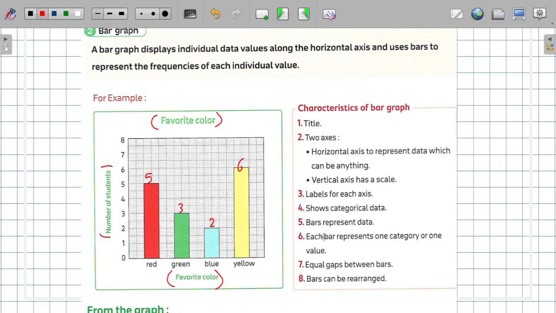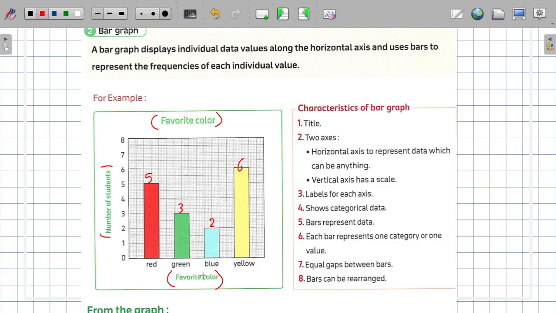And each bar represents one category or one value. So the first one here represents the red color. The second one here represents the green color. The third one represents the blue color. And the fourth one represents the yellow color.